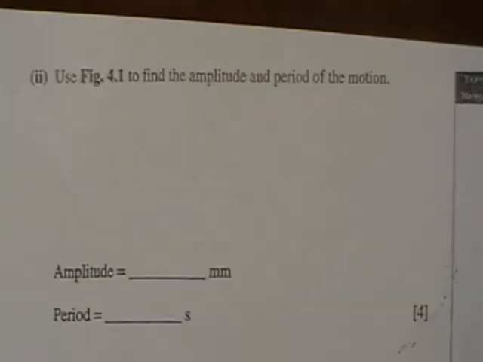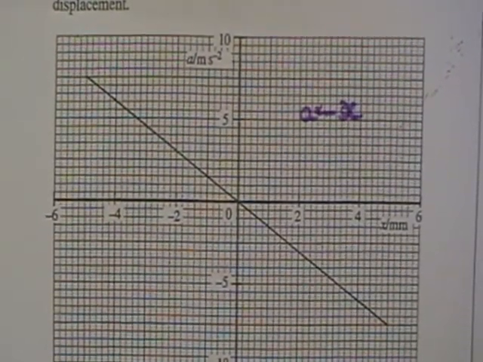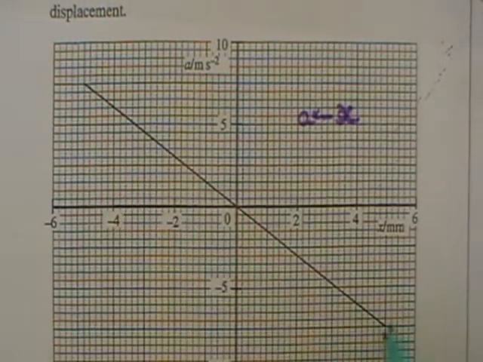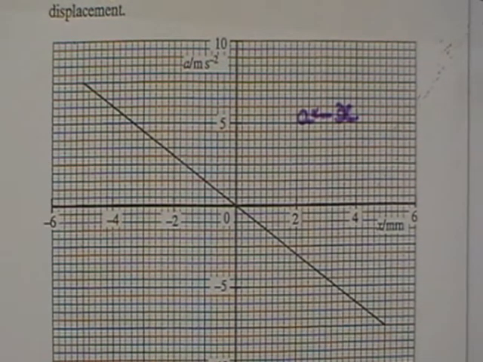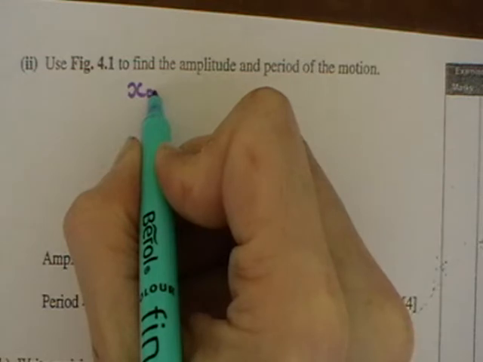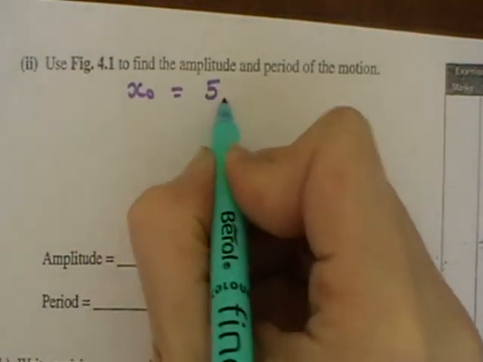Part 2. Use figure 4.1 to find the amplitude and period of the motion. So we need to go back to the graph again and have a wee look. We can tell first of all that the amplitude of the motion is minus 5 or plus 5. So the amplitude of the motion is 5. So x naught, that's your maximum displacement, is minus 5 or 5.